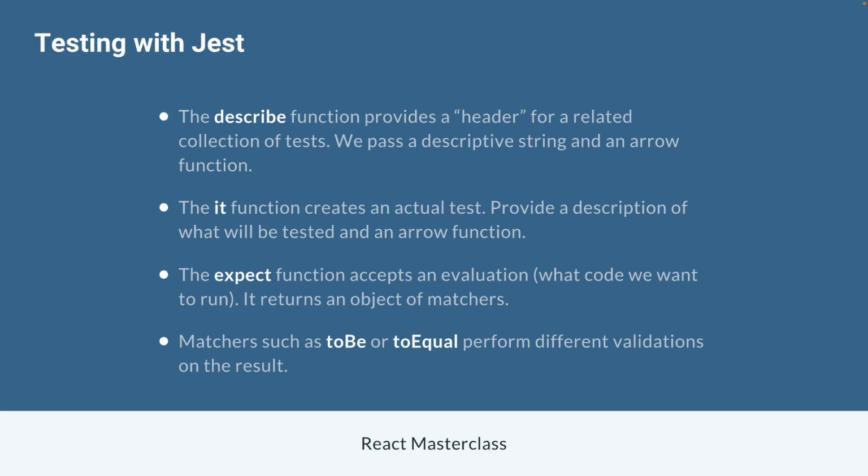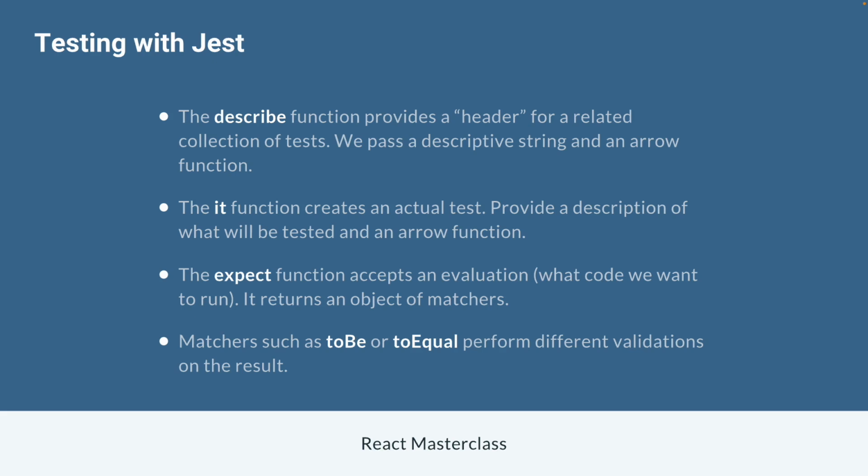All right, so within the function that we pass to it, we use the expect function, also from Jest, and we pass it an evaluation. And this could be whatever code we want to run. It can be a class instantiation or a method invocation or a function execution. So Jest is going to execute that logic and give us back an object of matchers. A matcher is just an assertion. It allows us to perform a different kind of validation.